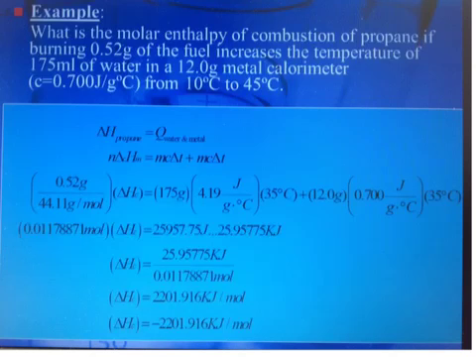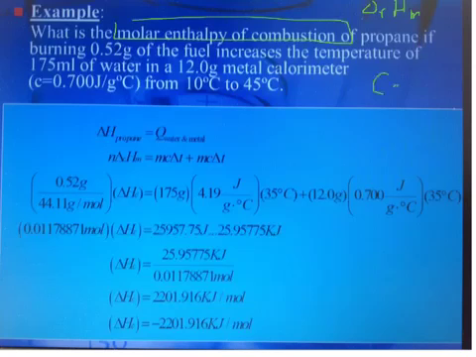Let's try and do an example. What is the molar enthalpy of combustion of propane if burning 0.52 grams of fuel increases the temperature of 175 mL of water in a 12-gram metal calorimeter from 10 degrees to 45 degrees? So here we're looking for the molar enthalpy of combustion, which is the ΔcHm of propane.